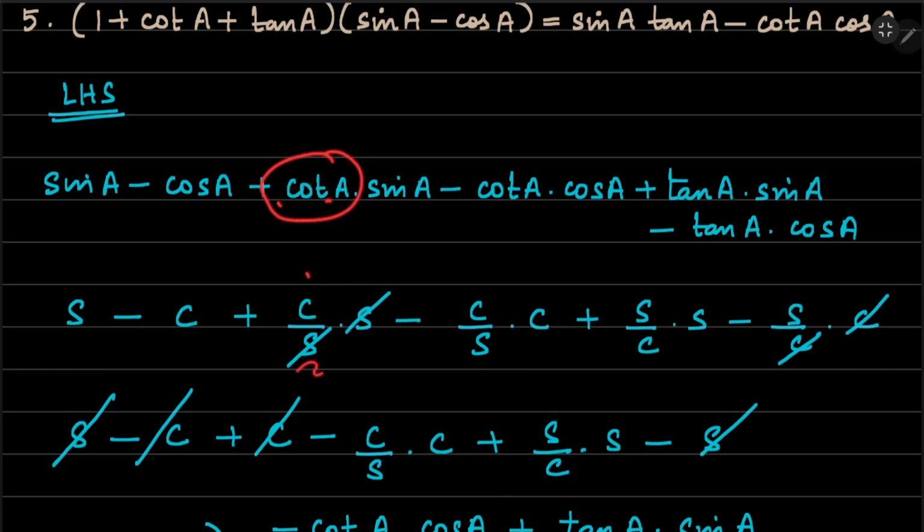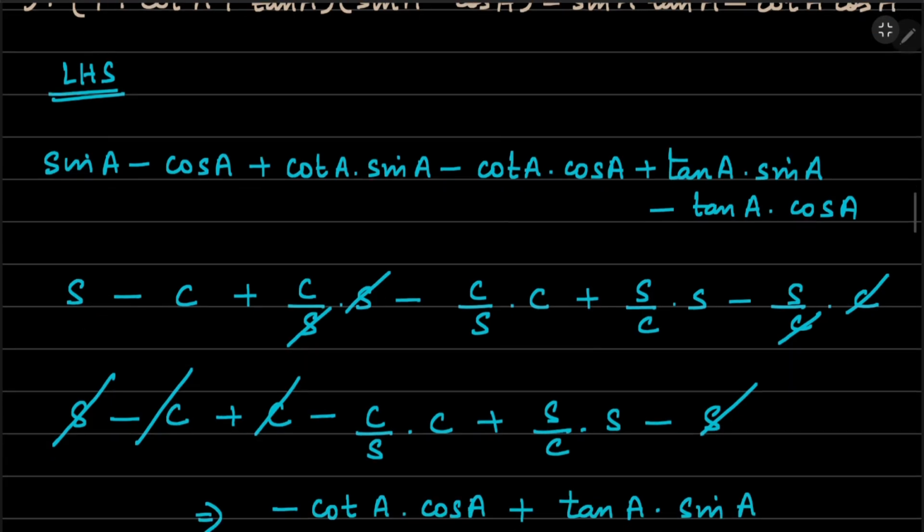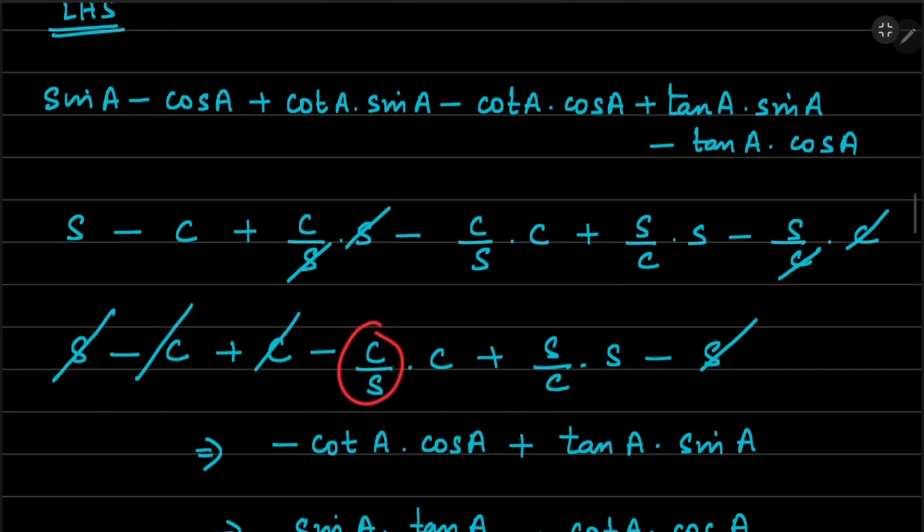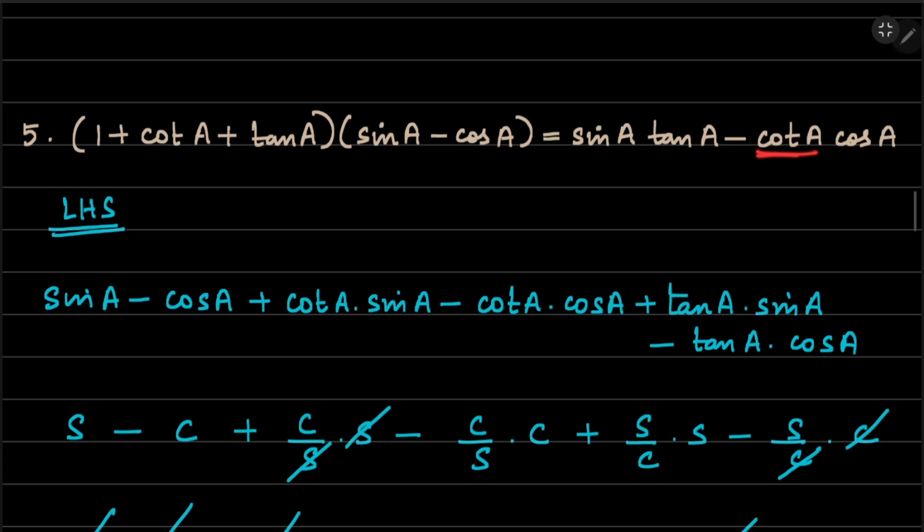Cot A is nothing but cos by sine. Sine and sine will get cancelled. And here also, tan is sine over cos, cos and cos will get cancelled. All the other terms you can keep as they are. So when you expand it, you can see plus and minus sine, plus and minus cos will get cancelled. What you are left with is just two terms. You can keep it as it is, keeping in mind whatever you need here.